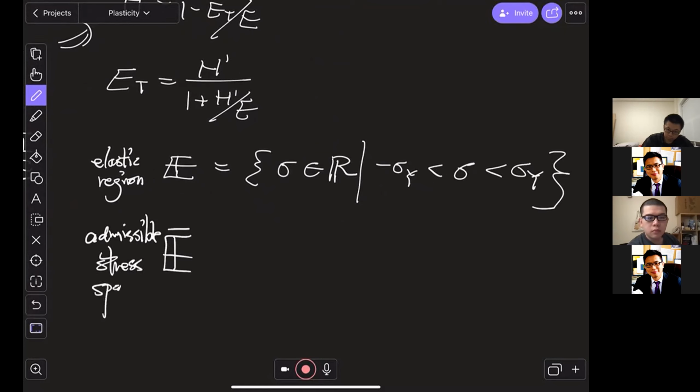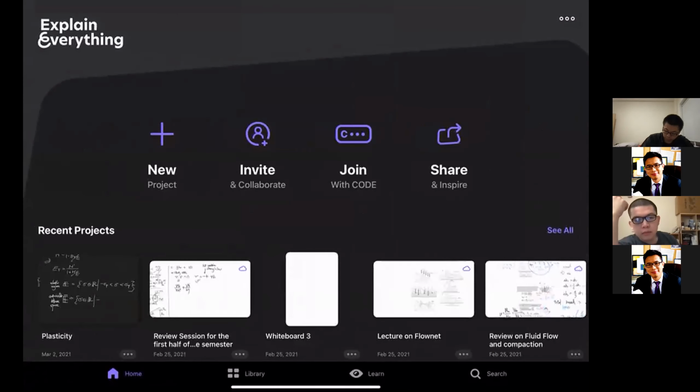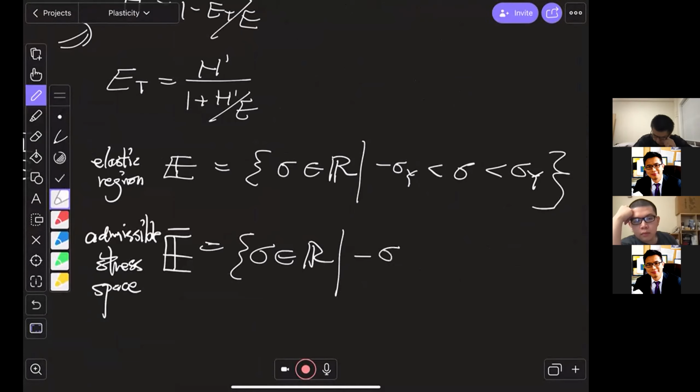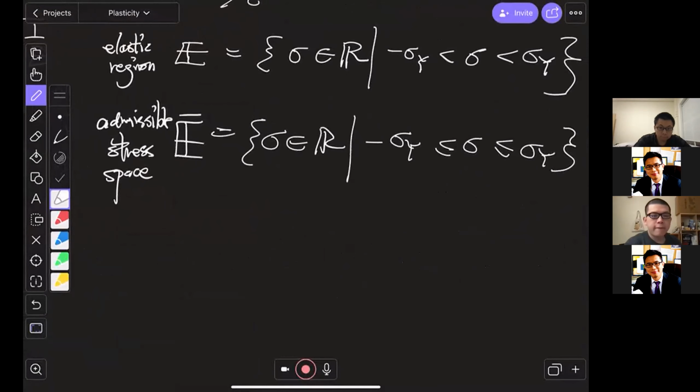The admissible stress space is equal to sigma, again a real number, but then I would have sigma y smaller or equal to sigma. Okay. Now, anything outside the admissible stress space is not physically possible. Okay, this is the big difference between elastic material and plastic material.